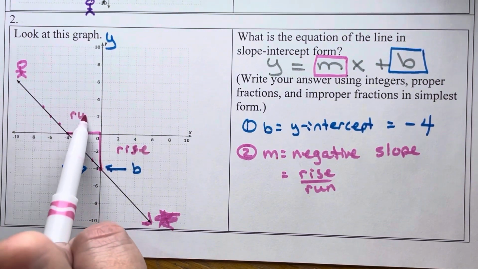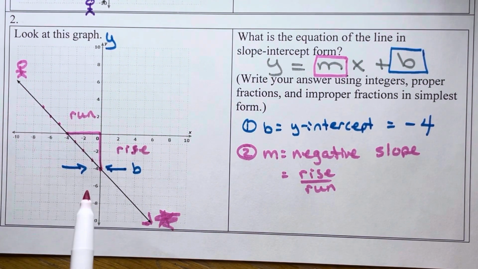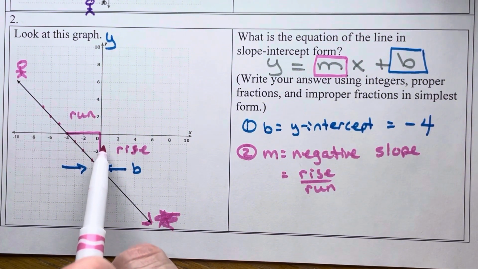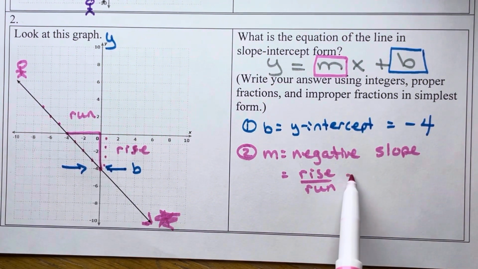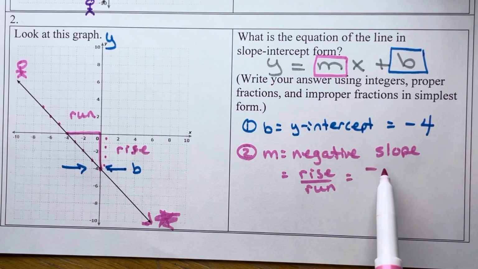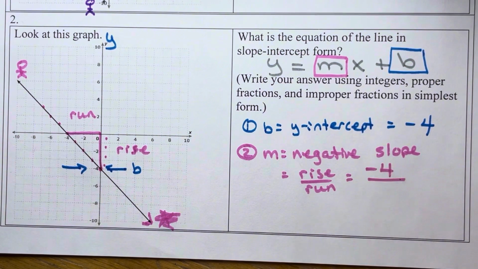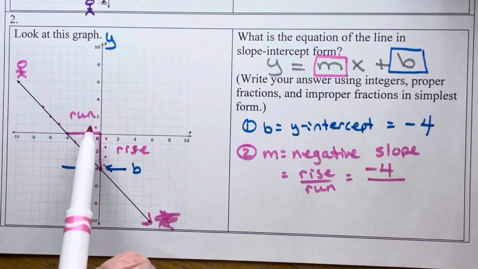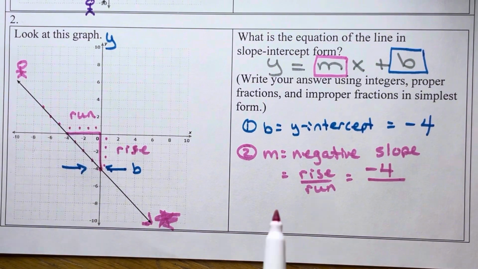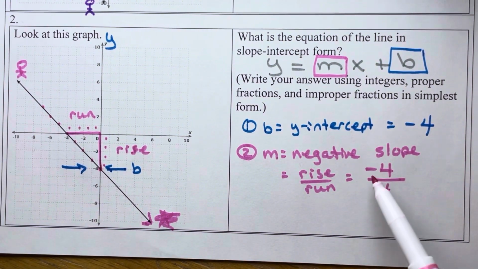Here is our rise. Here is our run. Our rise is 1, 2, 3, 4 units. And since it is a negative slope, we will say -4. Our run is 1, 2, 3, 4 units. We don't place a negative again.